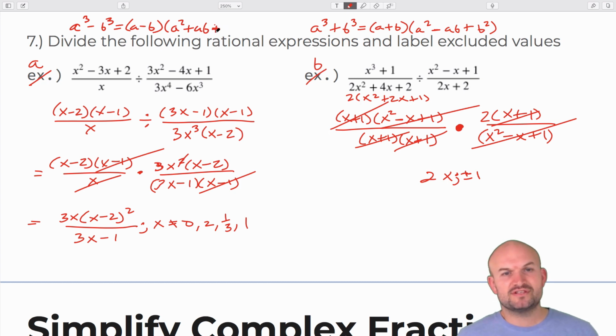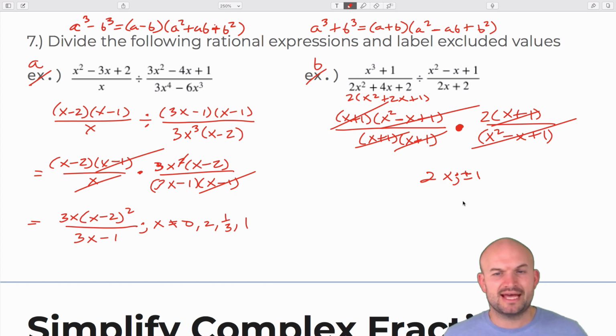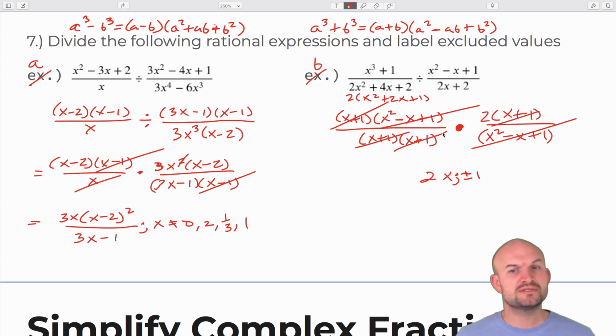But now that we've talked about that for polynomials, we talk about the sum and difference of two cubes that comes up, and just to be aware of it, and know how to apply it. And you can see in this case, it was very important. If you didn't know how to factor that using the sum or difference of two cubes, you wouldn't have got the right answer.